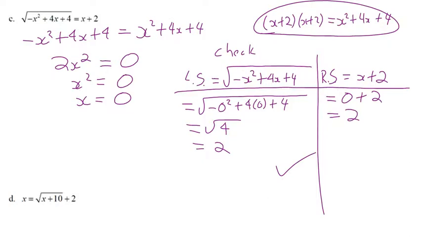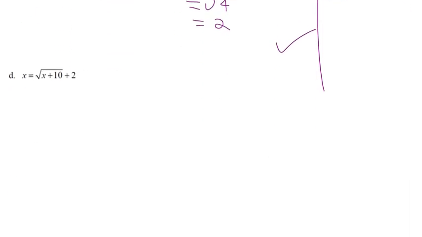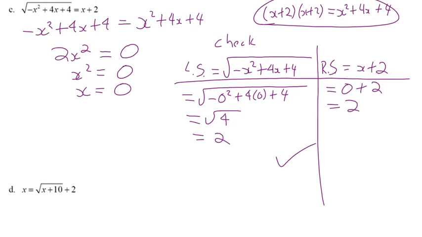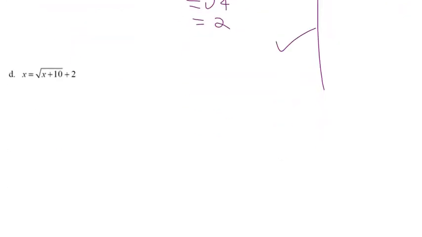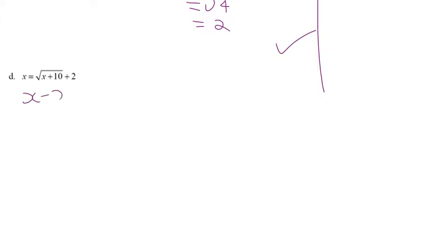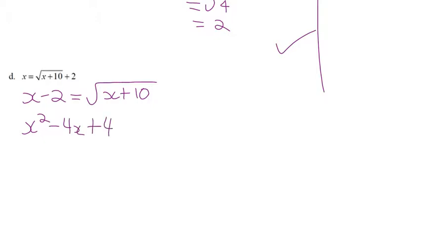D. Now in this case, okay, what's different now? Well, here we had the radical isolated, here we don't, so we have to isolate the radical. This will become x minus 2 is equal to the square root of x plus 10. We need to square both sides. The left side will be x squared minus 4x plus 4, and the right side x plus 10.